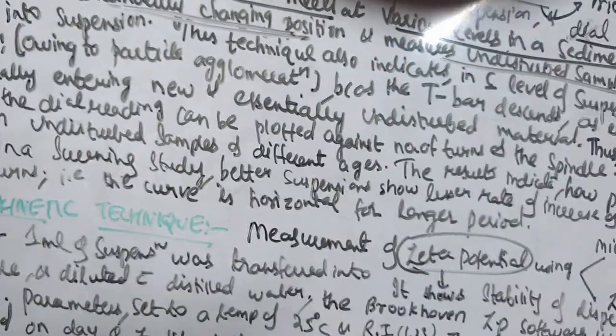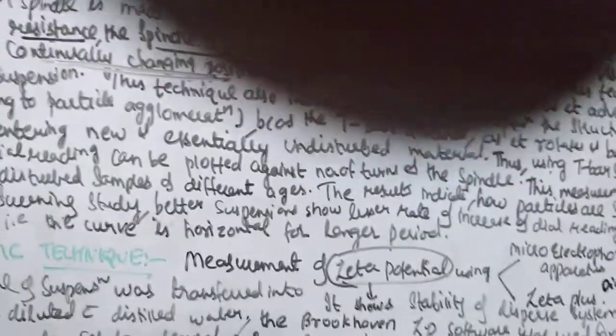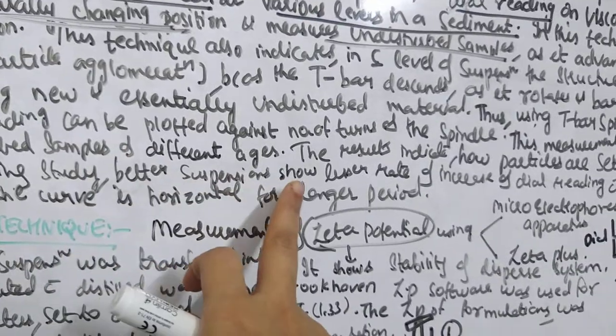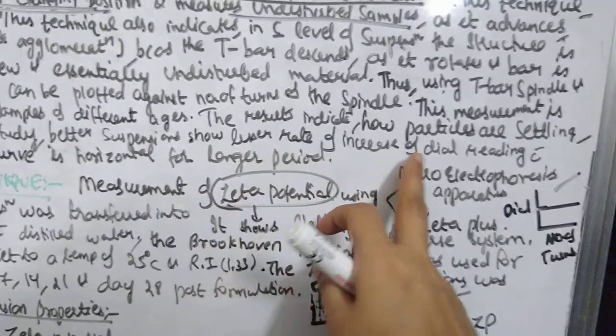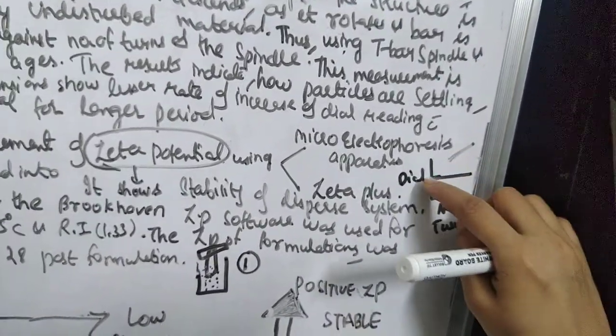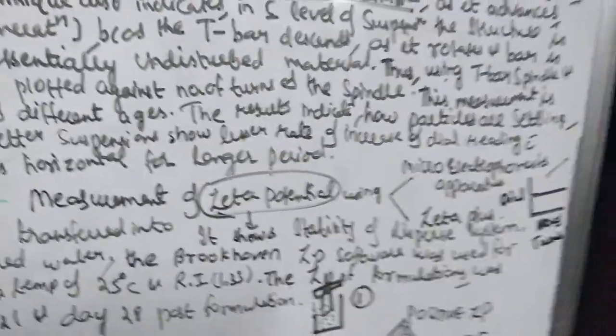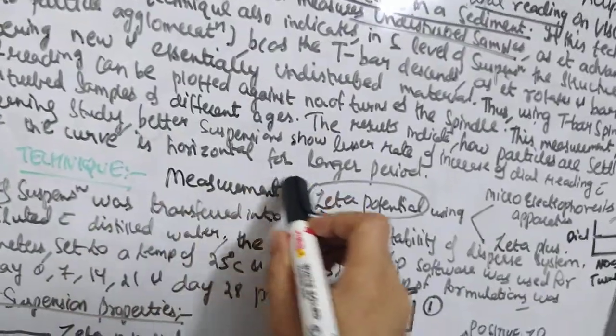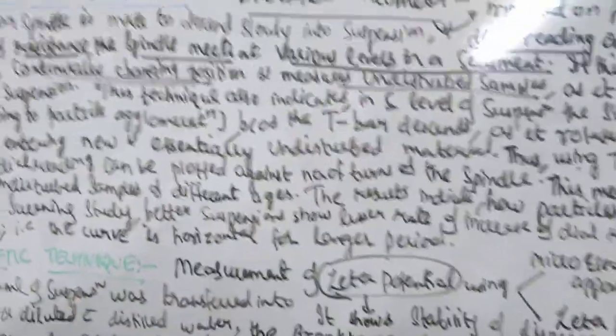And in a screening study, better suspensions show a lesser rate of increase of dial reading with spindle turns. That is, the curve is horizontal for a longer period. As I have told you, whenever you are doing screening studies, better suspensions are those. If the graph shows an increase, that means over the period of time the particle settling has increased. So the rate of increase of the dial reading should not increase. The curve should be horizontal for a longer period for a better suspension.